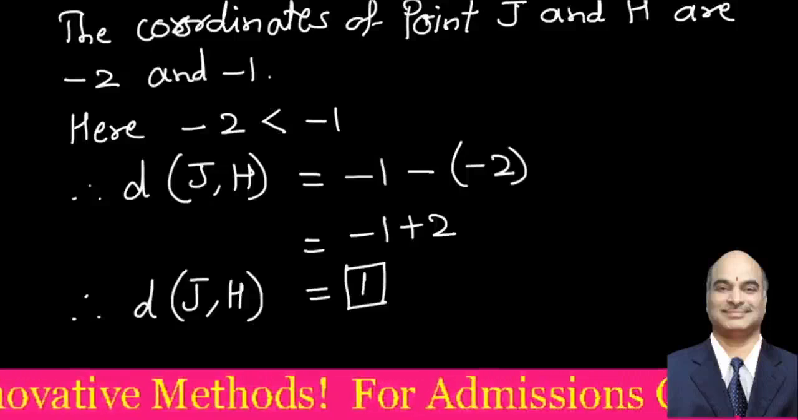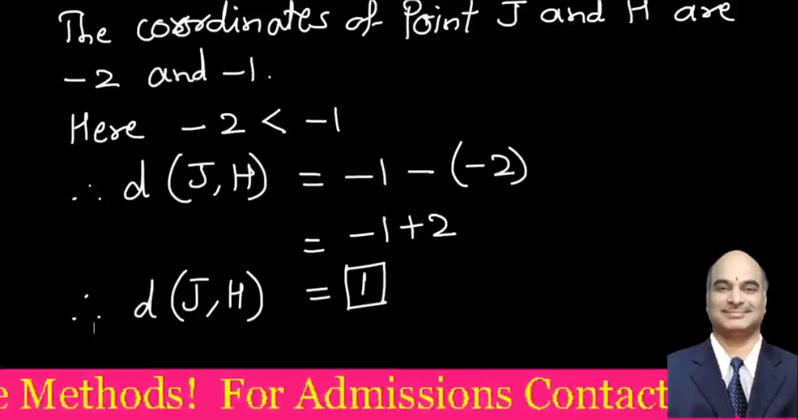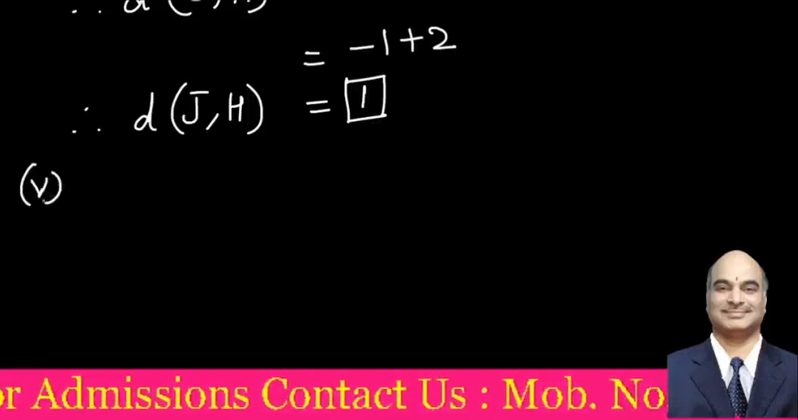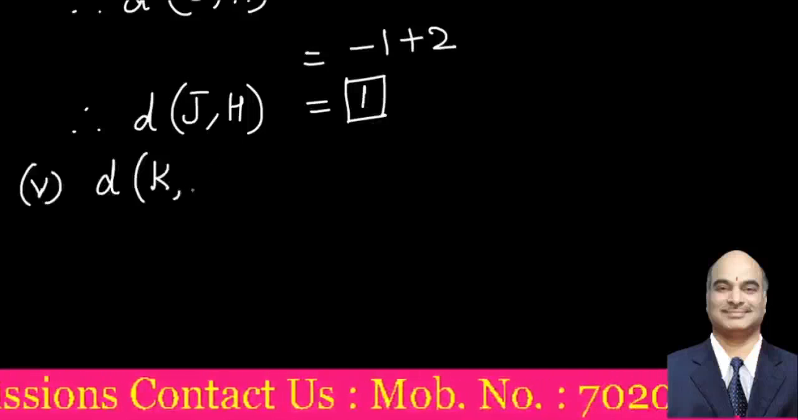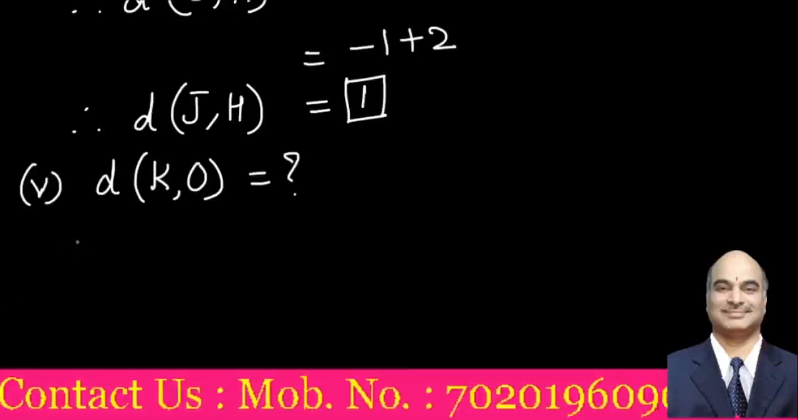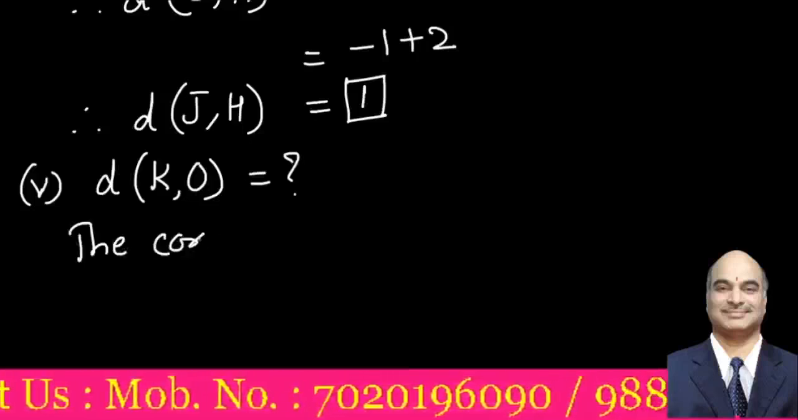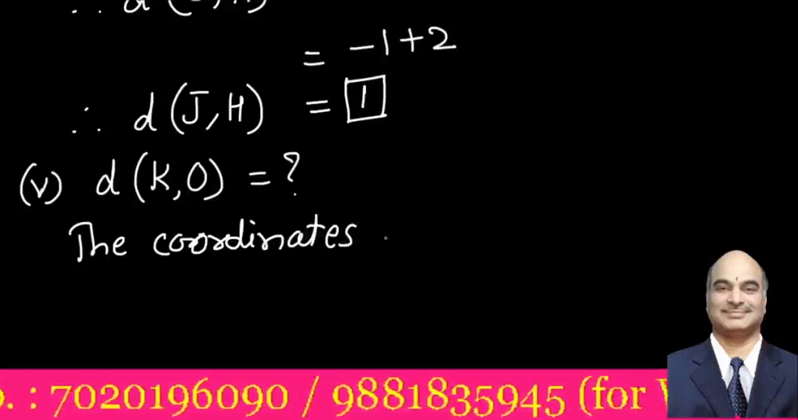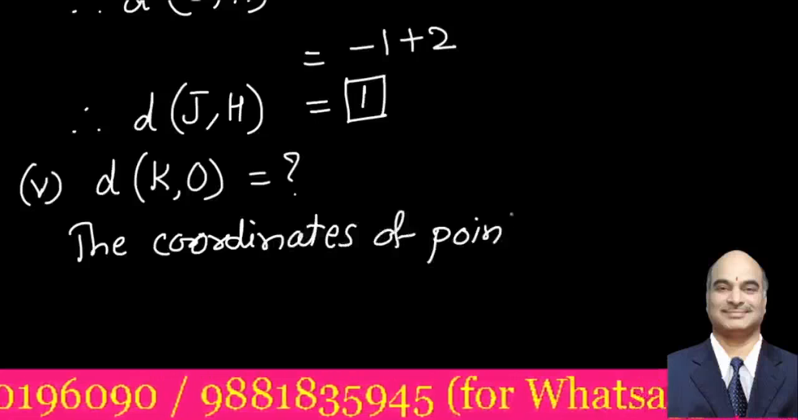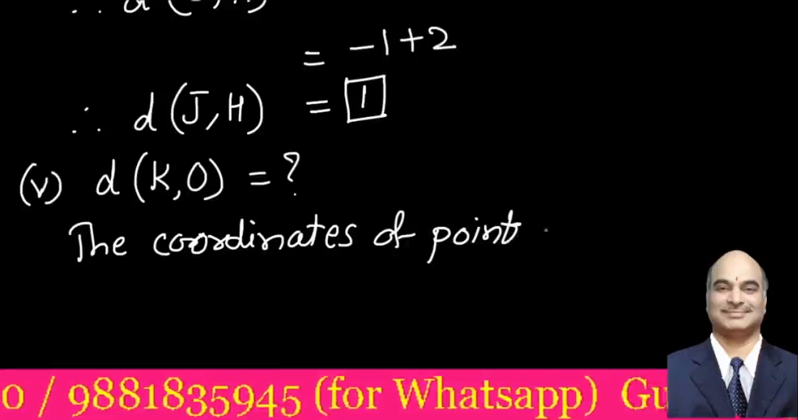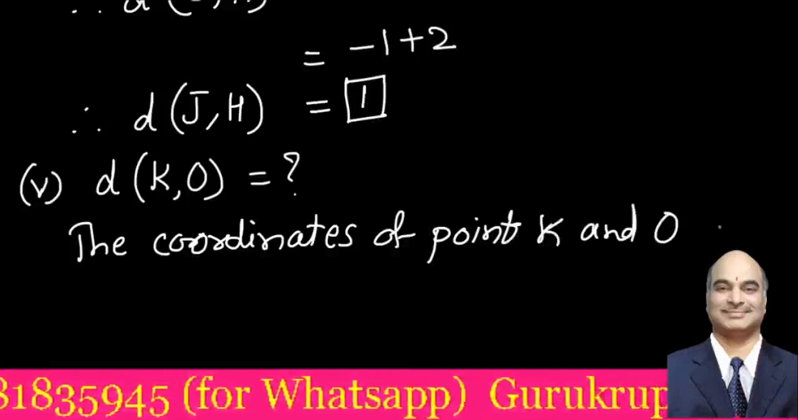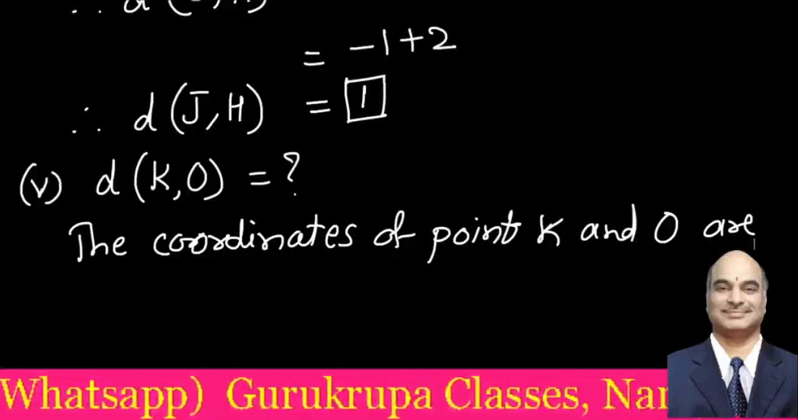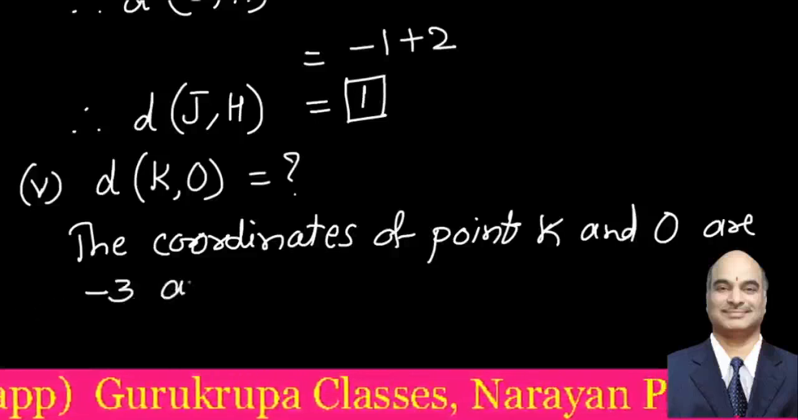Now KO. First of all we write down the coordinates of points K and O. If you look at the figure, you get that K has coordinate -3 and O has coordinate 0.